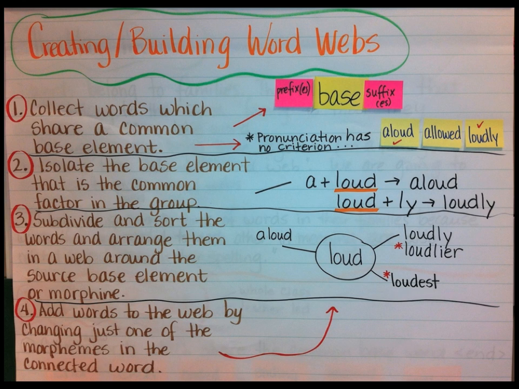This is another awesome opportunity for us to assess how our students are doing with some of these concepts, removing prefixes and suffixes from a base word, and linking words based on meaning. The second step is to isolate the base element that is the common factor in the group, which I talked about above, subdivide and sort the words and arrange them in a web around the source base element or morpheme. You can see how I did that here. Add words to the web by changing just one of the morphemes in the connected word.